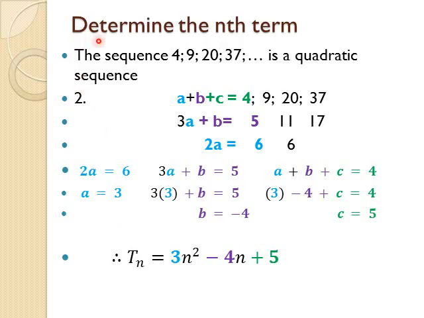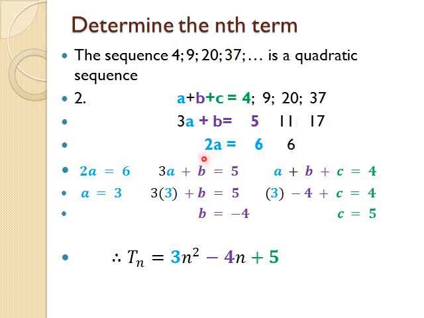Right, now determine the nth term is the same as saying determine the general term. So if you look here at problem number 3, the sequence given is 4, 9, 20, 37, and they say it's quadratic. So if I subtract, 9 minus 4 gives me 5, 20 minus 9, 11, 37 minus 20, 17. Alright, and if I subtract the second time, 11 minus 5 gives me 6, 17 minus 11, 6.